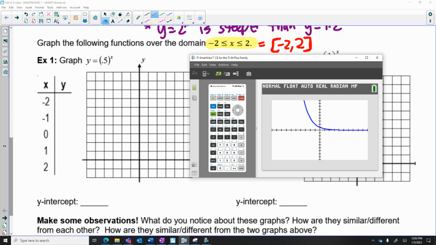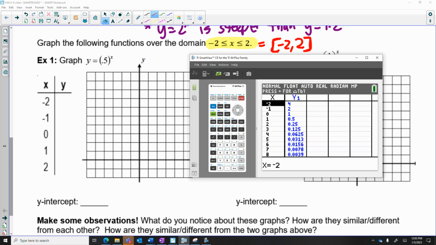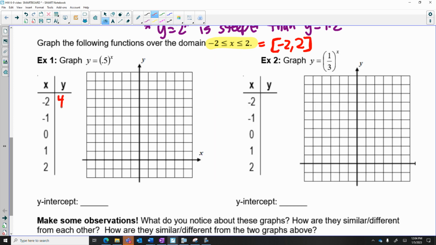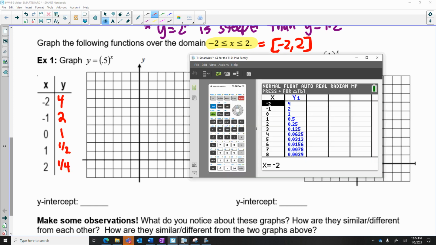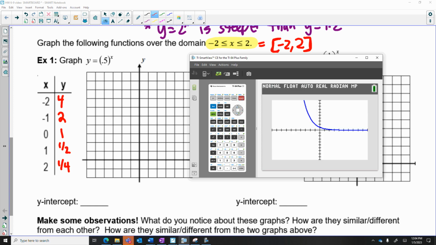So now I'm hoping you're seeing a glaringly obvious difference here in that instead of growing from left to right, it's actually going down, or decaying. We call this exponential decay. So let's copy down the table from -2 to 2. So we have 4, 2, 1, 1/2, and 1/4. And I'm also hoping you're noticing that the y-intercept is the same, (0, 1). Here it is.